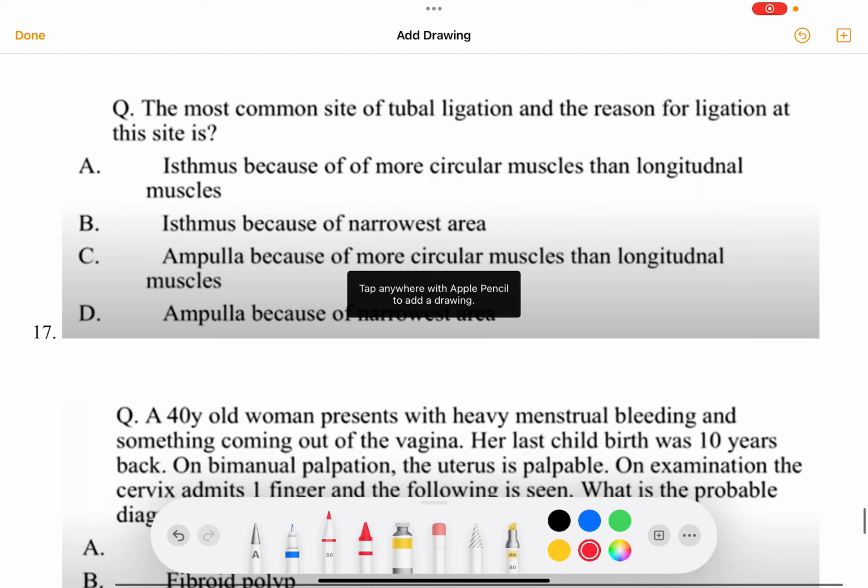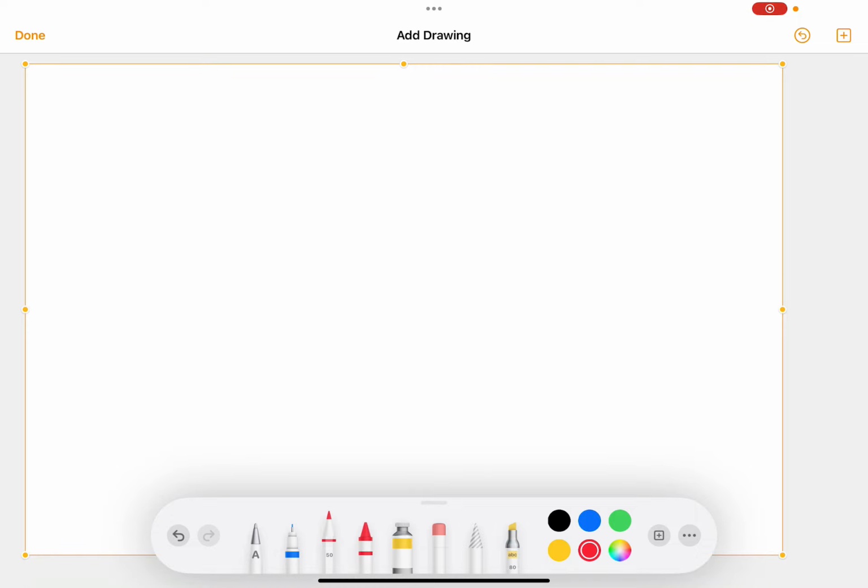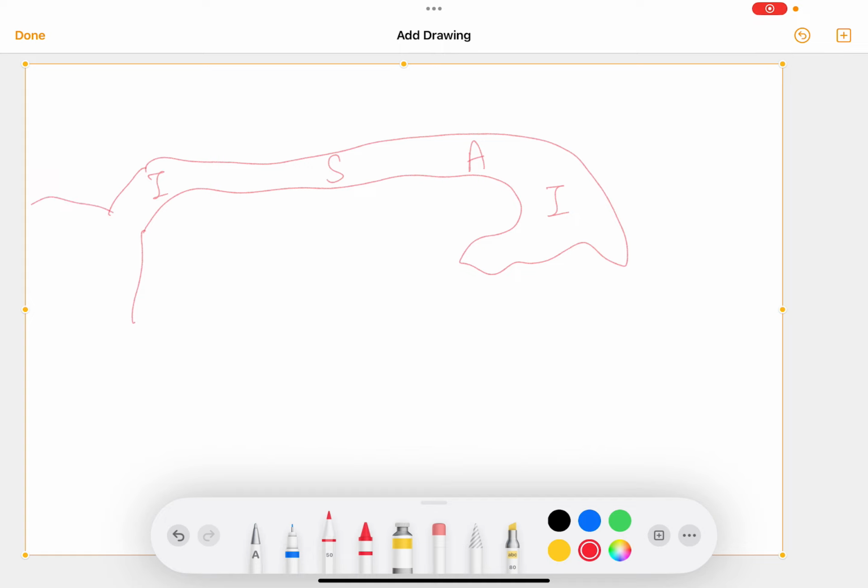The most common site of tubal ligation is of course isthmus, because we do this thing in the isthmico-isthmic junction. If this is your tube, okay, then what other areas? How do we say? Mnemonic है IAS and repeat I. IAS and repeat I. This is the uterus. I stands for your infundibulum. A stands for ampulla. Ampulla is the most common site of fertilization. S stands for isthmus. And I stands for intramural part. So these are the parts of the tube.